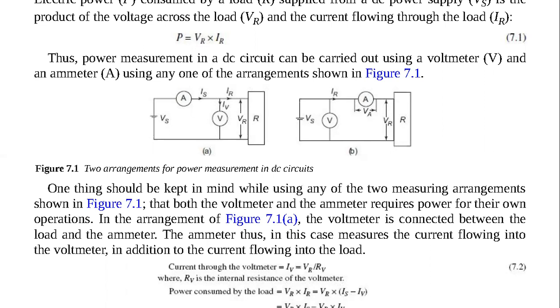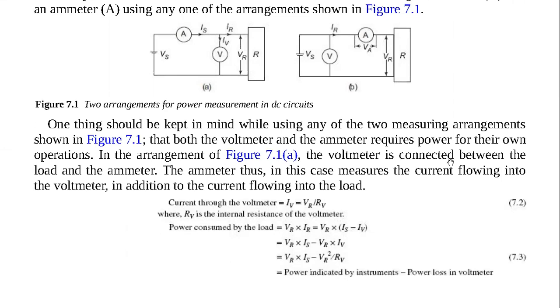And the explanation is that in figure A, this figure A here, the voltmeter is connected between the load and the ammeter, you can see. So the voltmeter is connected between the load, the R, and the ammeter, you can see here. And the ammeter, therefore, in this case, measures the current that is flowing into the voltmeter.